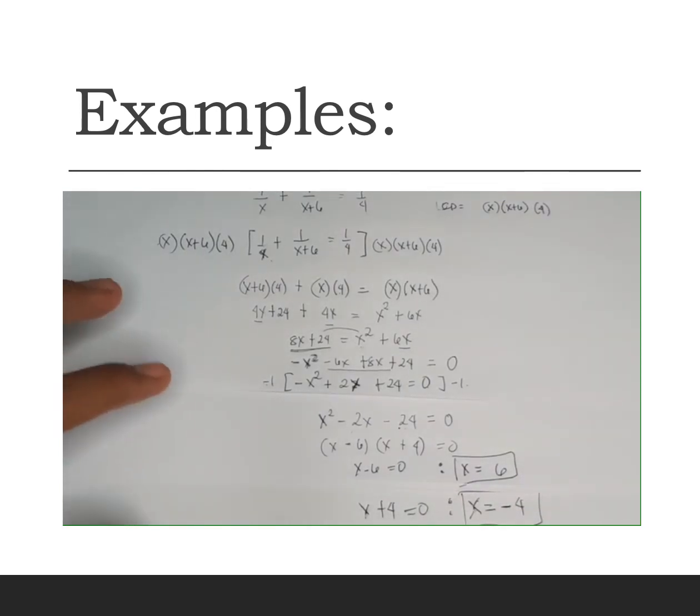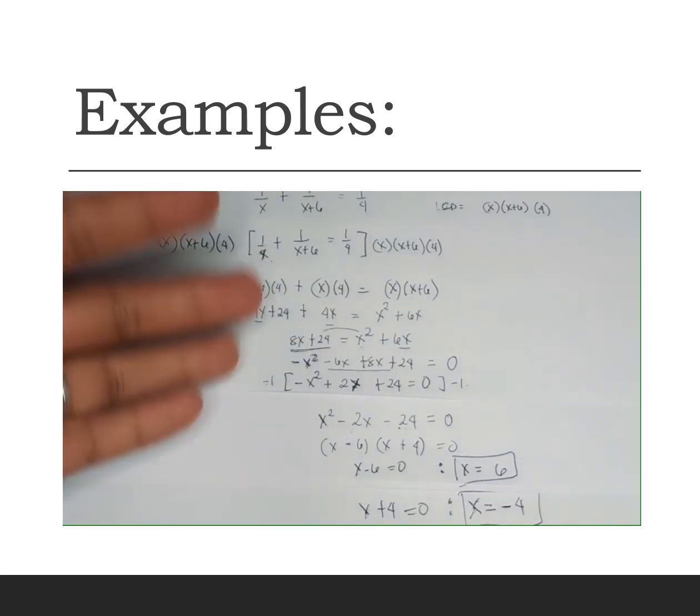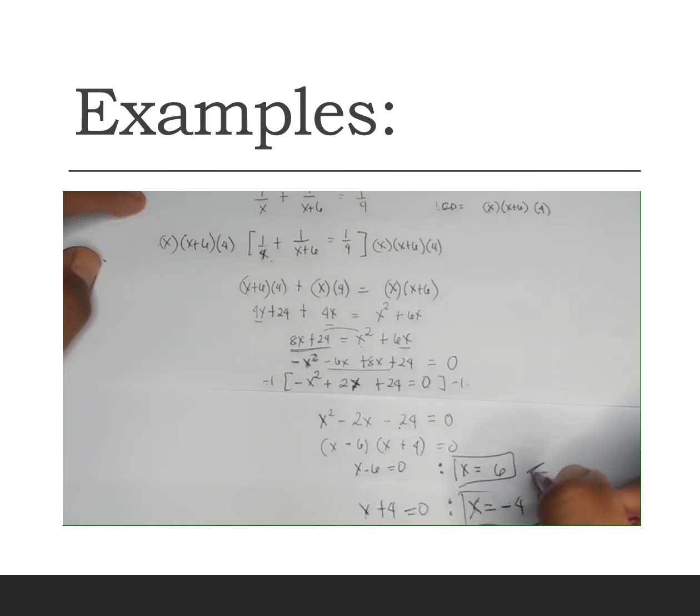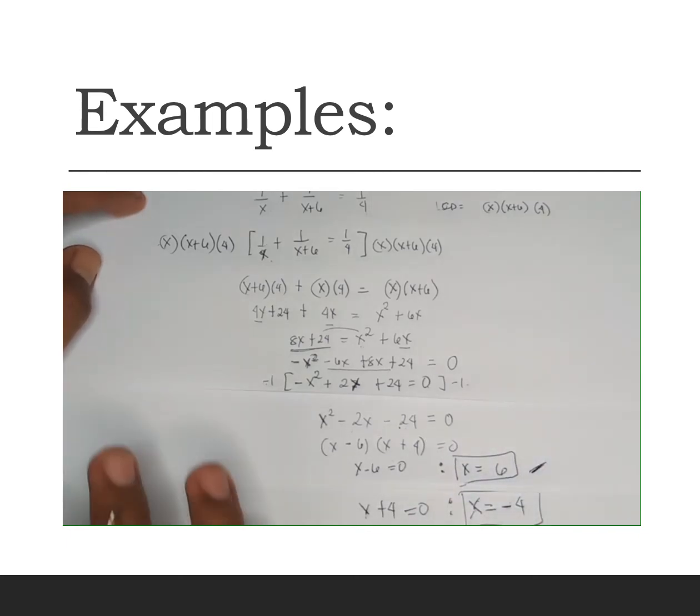Since in our problem, we cannot use negative values of x. We cannot consider that because in a work problem we always use positive values of x. So what is the positive value of x? 6. So therefore, ang gagamitin natin ay 6.